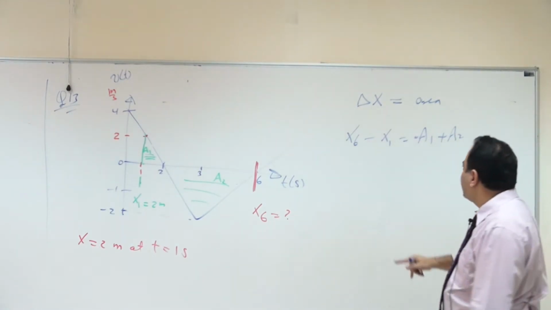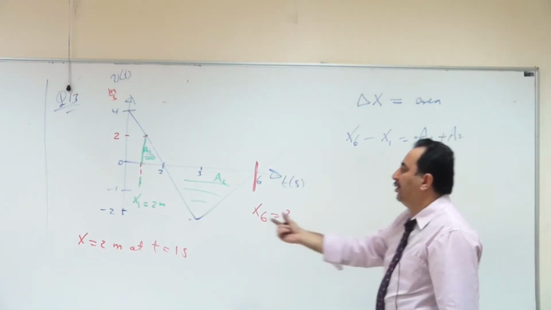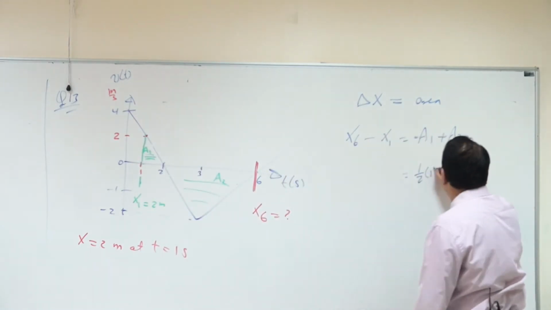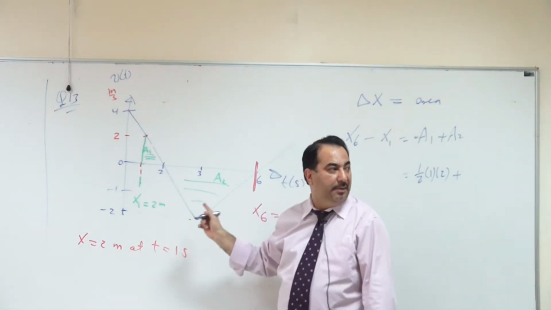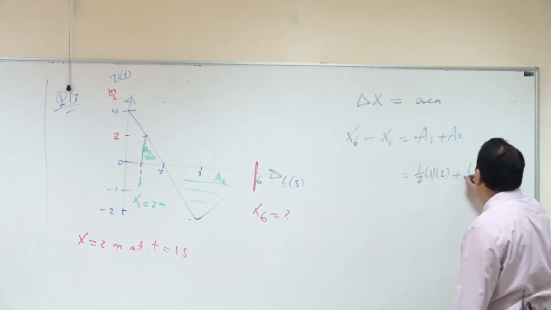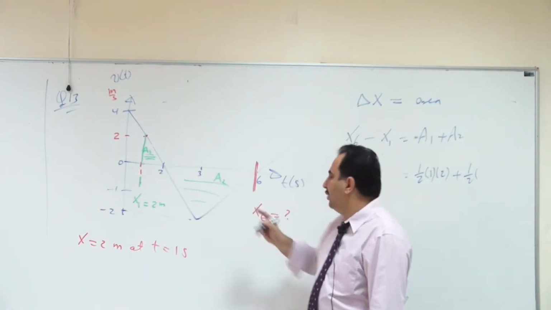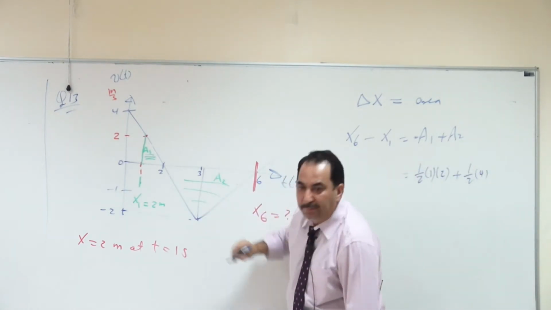Area 1. It's a triangle, yeah? Half. What's the base? 1. The height? 2. 1, 2. Plus. Area 2 is a triangle as well, yeah? Half. What's the base from 2 to 6? 4. And the height is the lowest here, yeah? Minus 2.